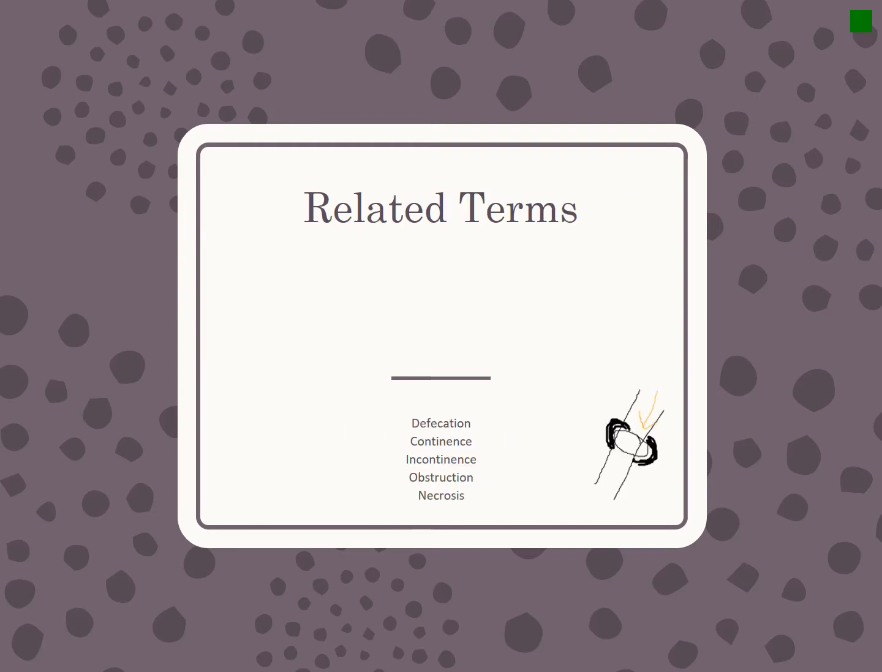So some related terms that we should know. Defecation, you should know at this point in time, is the act of passing a bowel movement. Continence is whether they have control of it, or incontinence, whether they lack the control of it. Another one that's interesting that you probably haven't talked too much about is obstruction, and we'll focus on that a little bit more throughout this PowerPoint, but basically an obstruction is what you think it is.